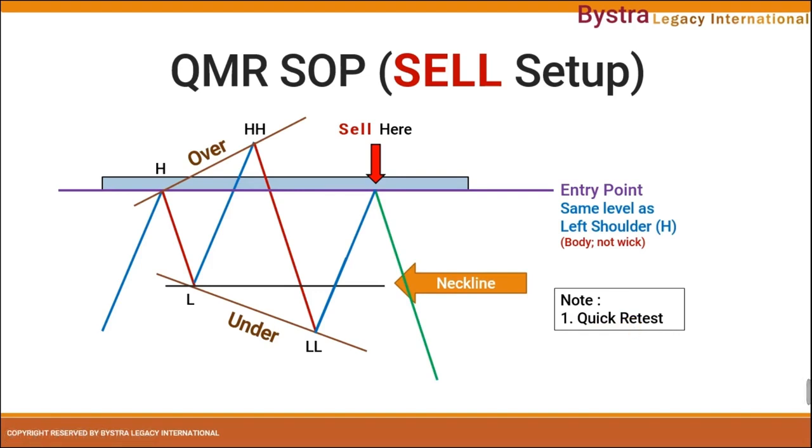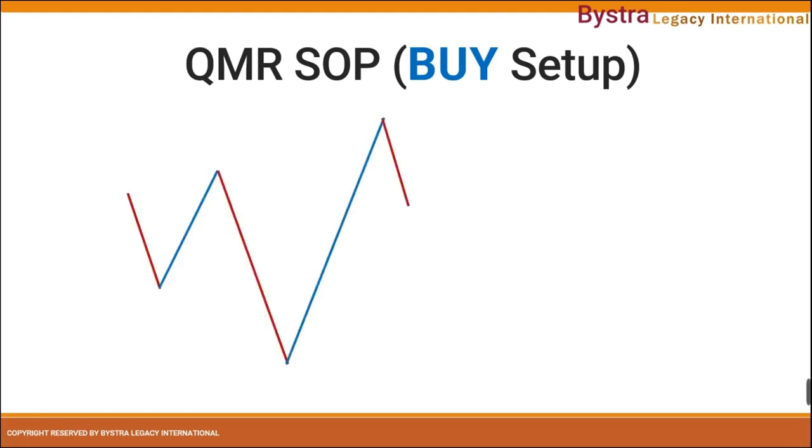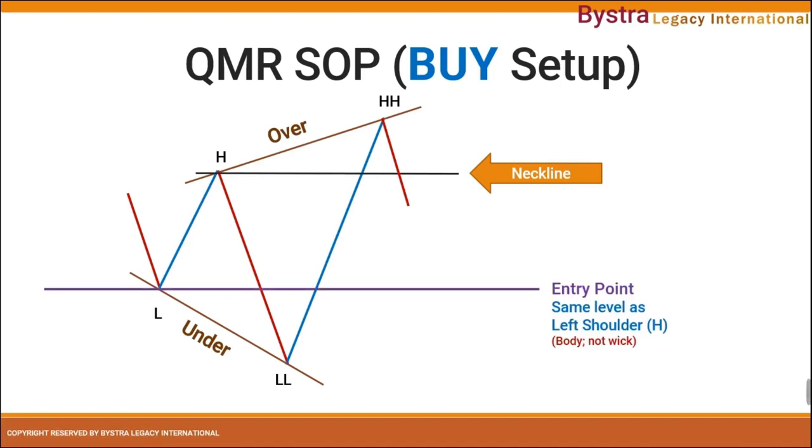Next, let's look at the QMR SOP for a buy setup. Same thing, price will make its pattern. The moment this kind of pattern arises, there's a neckline, and it breaks the neckline. Let's mark the structure again. We have the low, high, lower low, and higher high, and we have the over and under. So this is what we call a QM pattern.